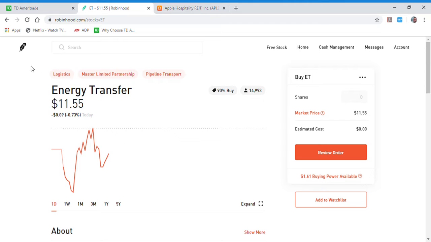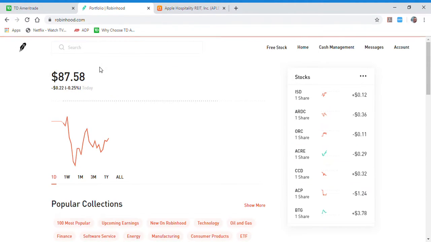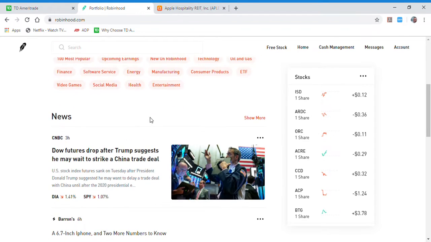So that's one thing you can do here on the Robinhood. There's nothing wrong with that. It's a good way to do it. You can actually get free stocks by asking people to sign up, try and get them going.